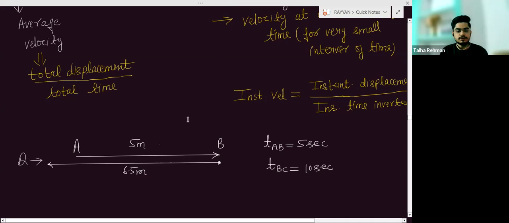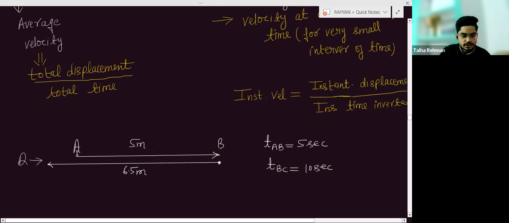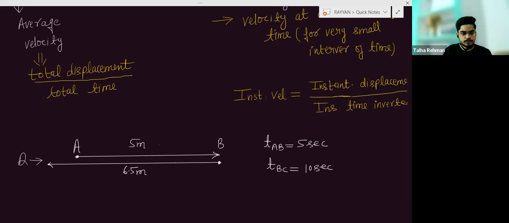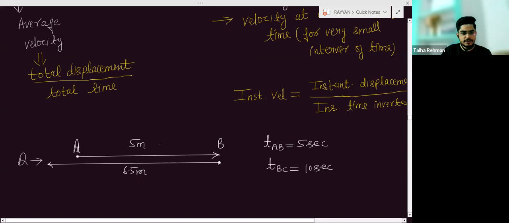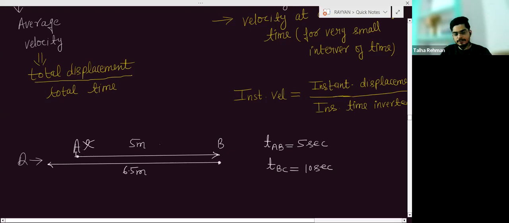Okay, so this is the question. Question number one. In this question, a body is moving from A. Assume here at A there is a person, or a mass m, or a body. So at A, the person has started the motion. The person has moved from A to B and covered 50 meter.